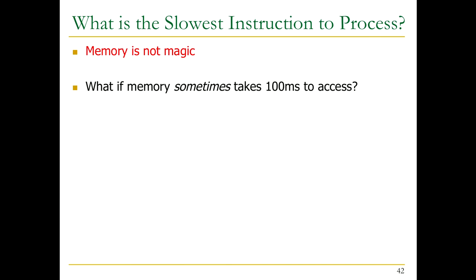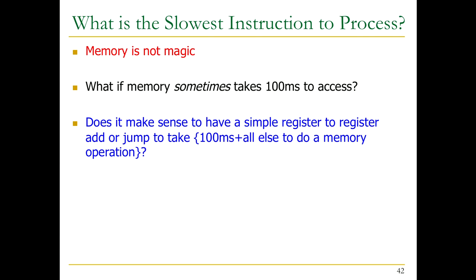So what if memory sometimes takes 100 milliseconds to access? Maybe milliseconds is too much, but I want to exaggerate. Is your clock cycle time 100 milliseconds? That sounds stupid, right? You don't want that. That's exactly why the single-cycle architecture doesn't make sense.